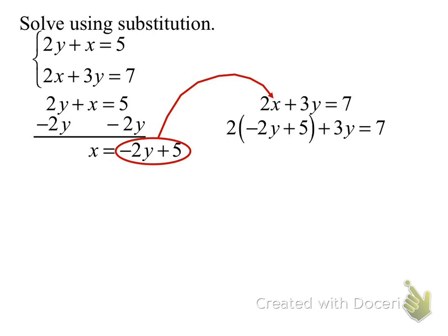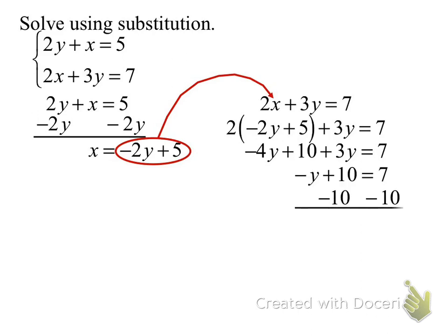Pause the recording. All right, let's check our work. So we're going to distribute. We get negative 1y when we combine like terms, plus 10. I'm subtracting 10 from both sides, then dividing both sides by 1 or multiplying both sides by negative 1, and we get y equals 3.